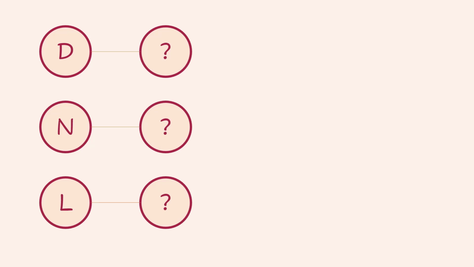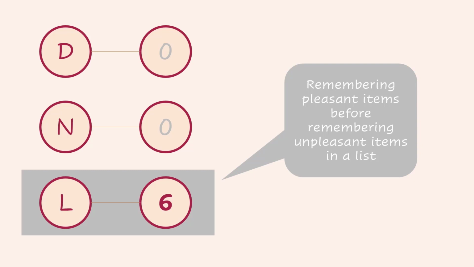Of your list, how many D's did you get? How many N's did you get? How many L's did you get? Most likely, you only mention people you like. And if this is the case, or close, according to some scientists, you may have shown one of the ways that the positivity bias acts upon us.